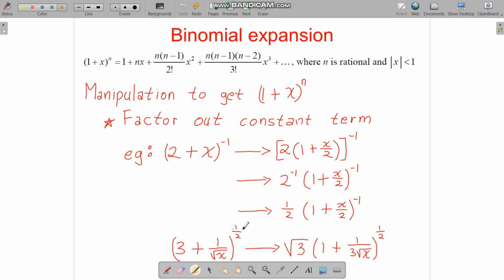So in the simplest form we have this. Another example: we have 3 plus x to the power of 1 over 2. This means we have square root 3, because we pull out the 3 and it's also to the power of 1 over 2. And inside the brackets we have x divided by 3, because we have to pull out the 3, and the power is 1 over 2, the n.